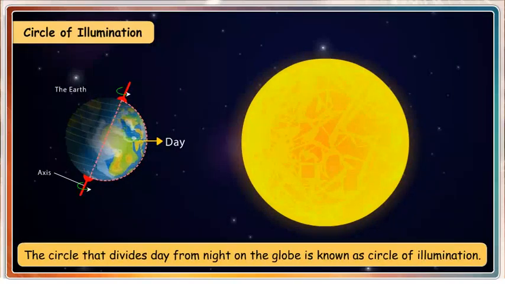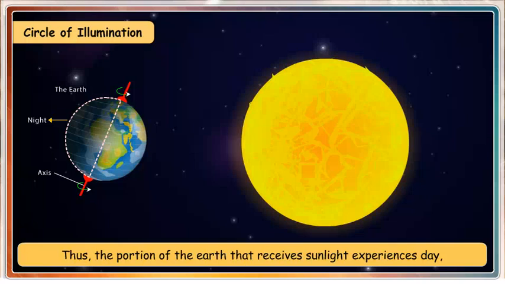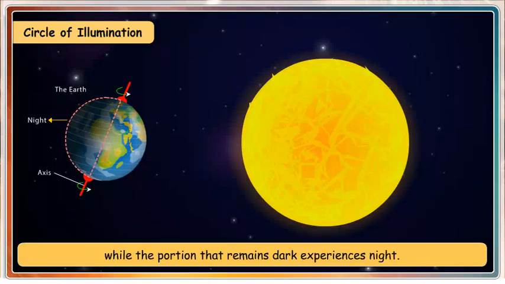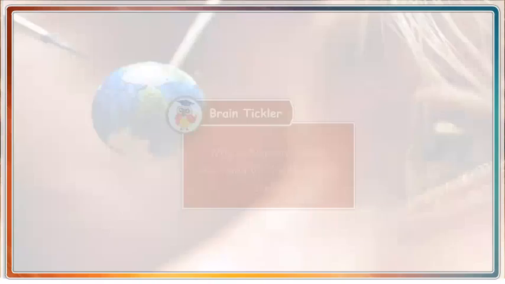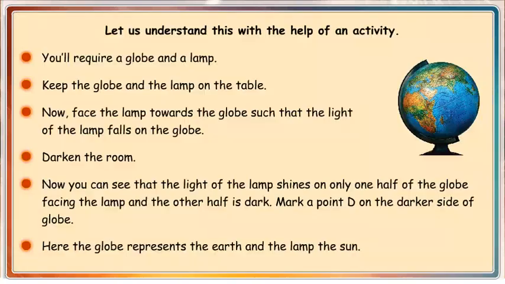Circle of illumination. The circle that divides day from night on the globe is known as the circle of illumination. Thus, the portion of the Earth that receives sunlight experiences day, while the portion that remains dark experiences night. Brain tickler: Why is Norway called the land of the midnight sun? Let us understand this with the help of an activity. You will require a globe and a lamp. Keep the globe and the lamp on the table. Now, face the lamp towards the globe such that the light of the lamp falls on the globe.